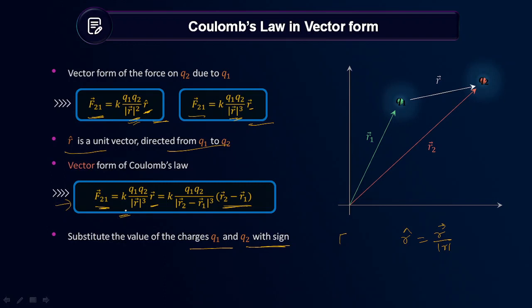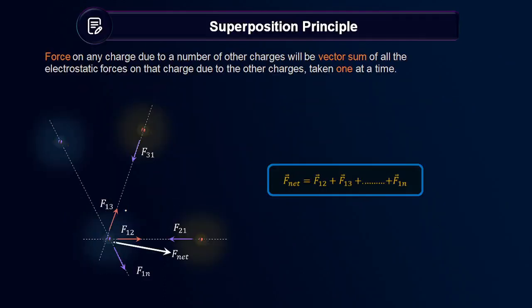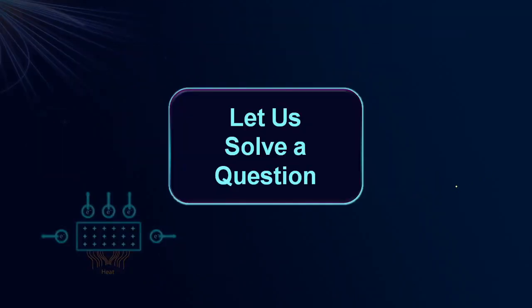Now the superposition principle applies when there are a lot of charges present and we want to find the force on one charged particle due to all other charged particles. The force on any charge due to a number of charged particles will be the vector sum of all the electrostatic forces on that charge due to the other charges taken one at a time. So we can say that F net will be equal to the force on the first particle due to 2, 3, and so on. Since force is a vector quantity, we need to do vector addition. Simple. So let us solve one very simple question.